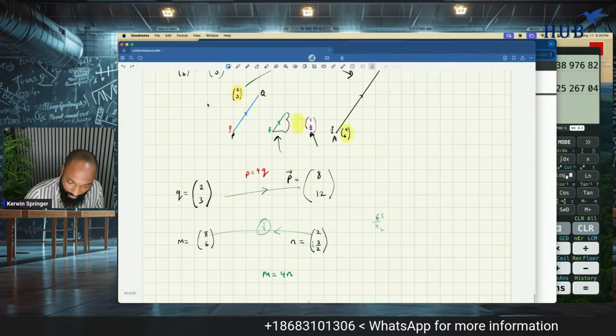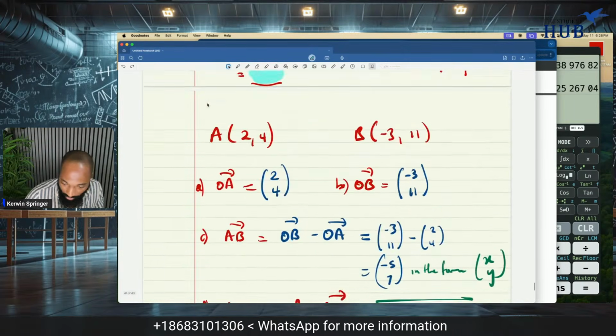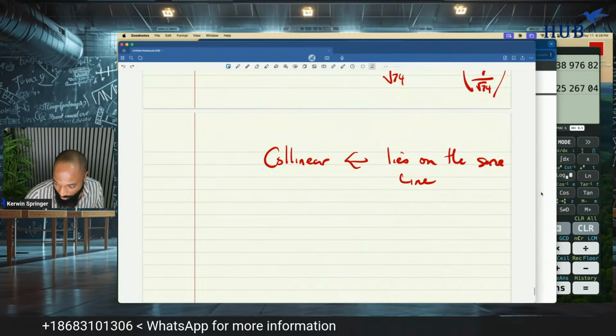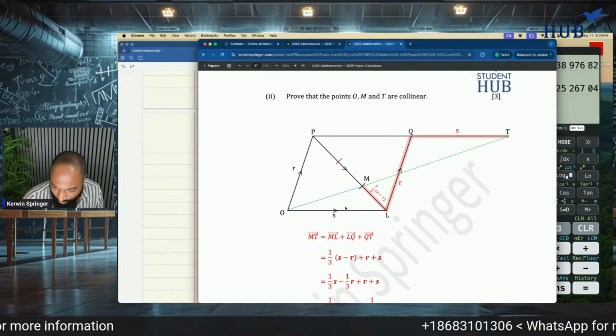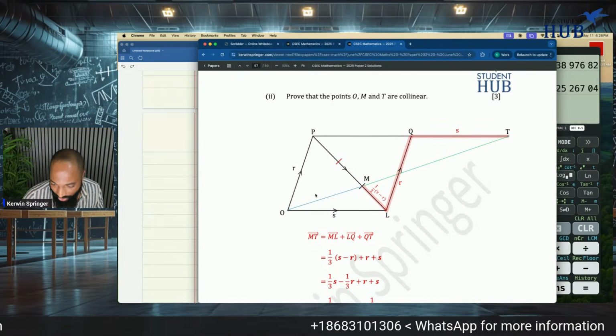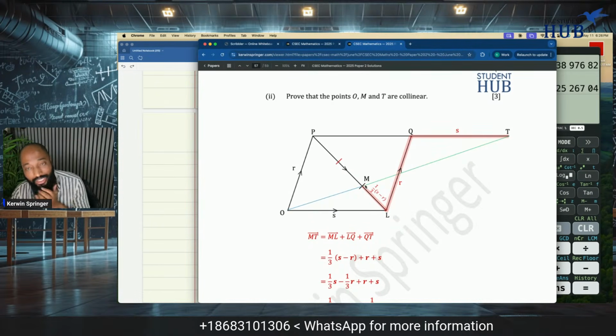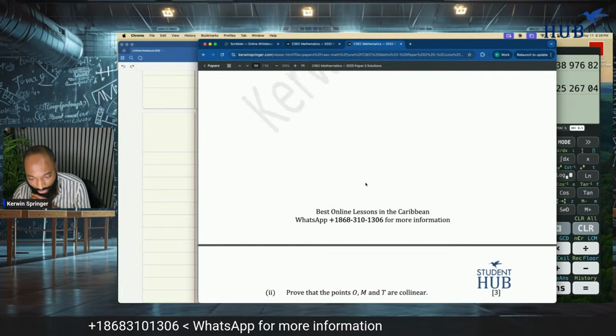Let's go back to the question. Let me go and collect the marks now. We have all that we need. How are we going to prove that? I'll show you right here in the question paper that OM and T are collinear. And we already worked out OM earlier, in the question before.